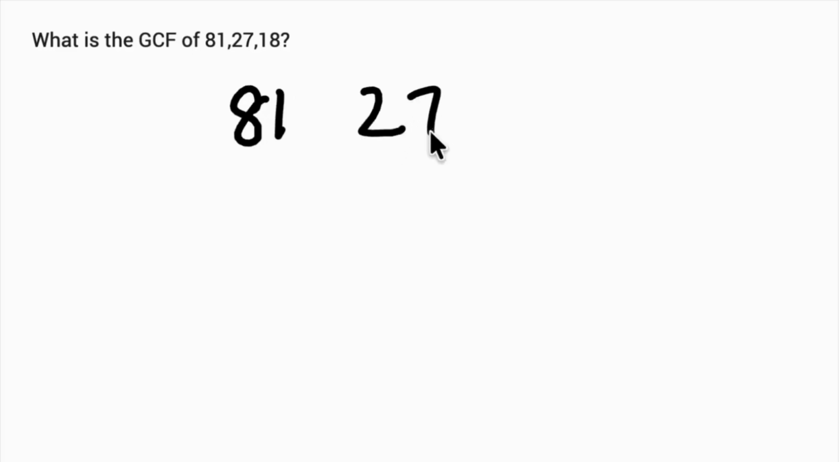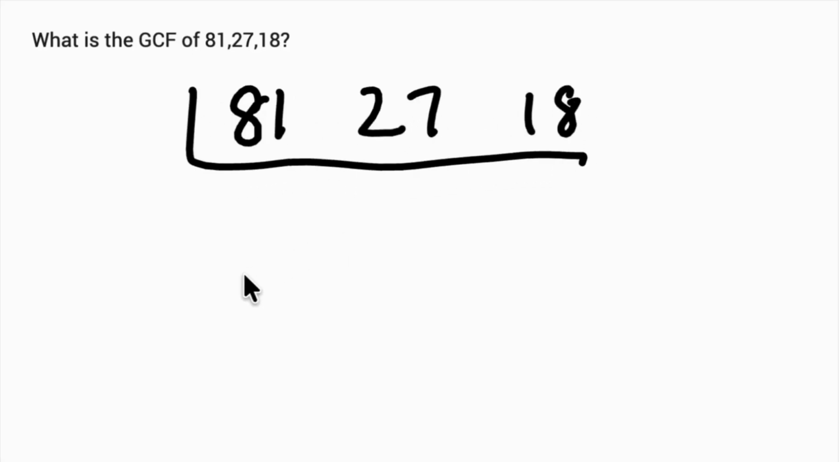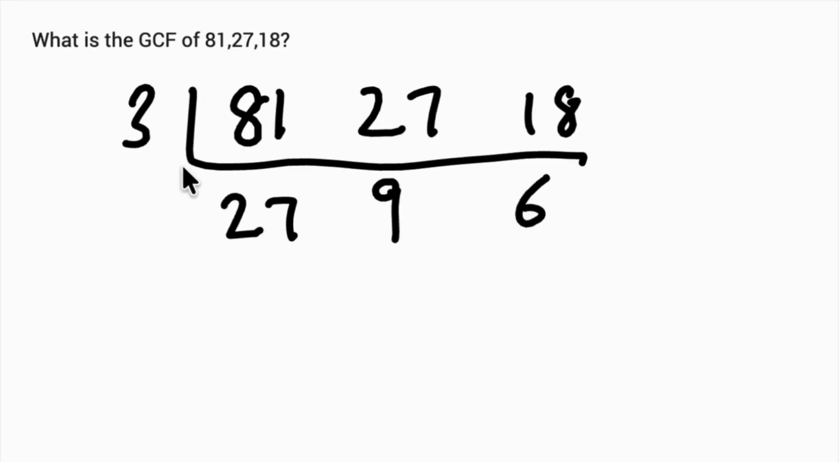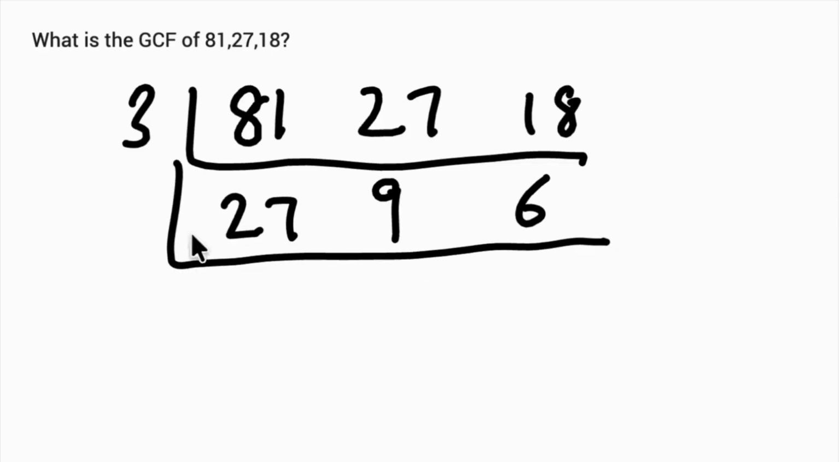81, 27, 18, draw the L. Now we have to find a common factor. The common factor doesn't really matter as long as it's a factor of all three numbers. So let's choose 3. 81 divided by 3 is 27, 27 divided by 3 is 9, and 18 divided by 3 is 6. But we still have to keep going. Okay, 3 is another factor of all three of these numbers. 27 divided by 3 is 9, 9 divided by 3 is 3, 6 divided by 3 is 2.